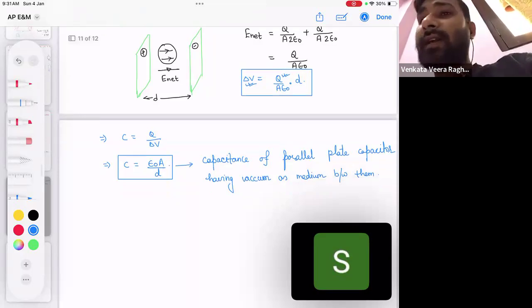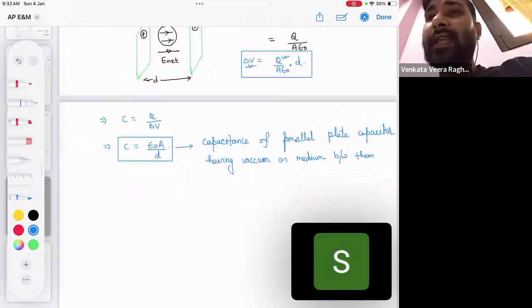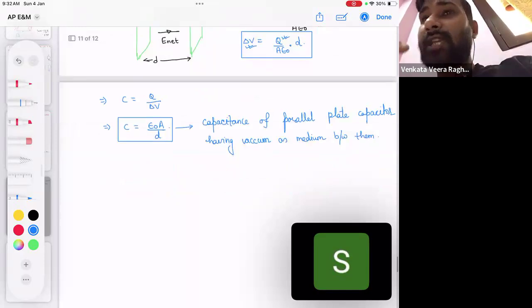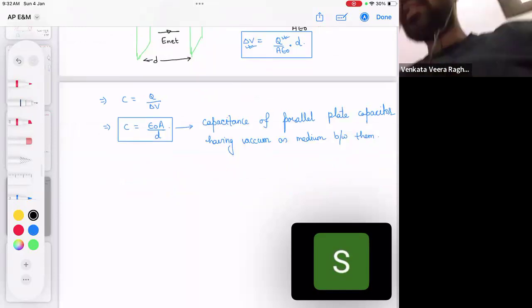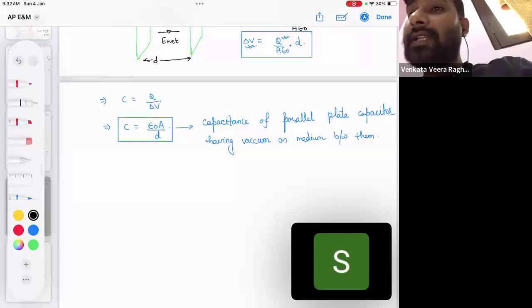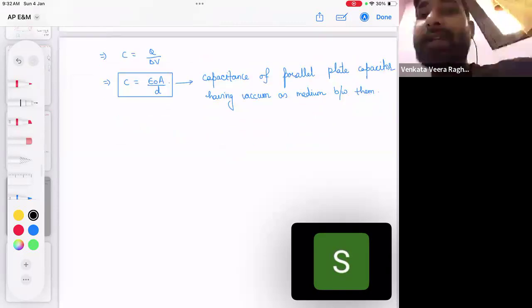Now tell me, if I change the medium, what will happen? What will change? Is the area of the plate going to change? No. Is the separation between the plates going to change? No. But if we change the medium, then what will happen? The permittivity of the medium will change. Understood?